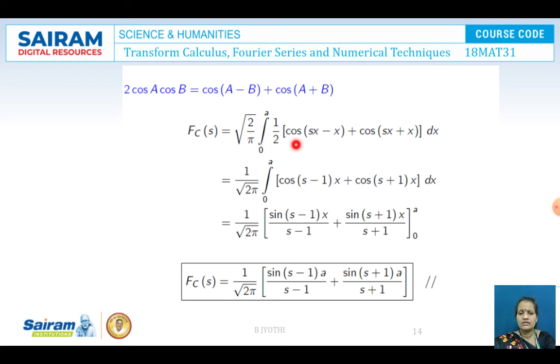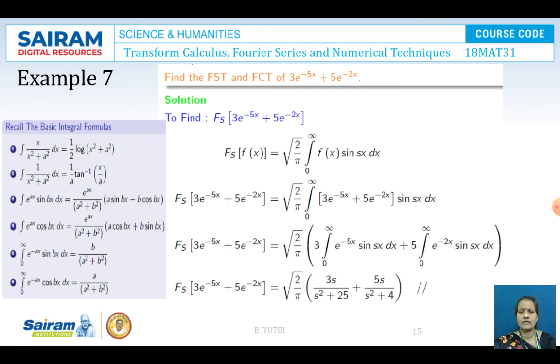Then we get cos of sx minus x plus cos of sx plus x into dx. So when I take the x outside, cos of s minus 1 of x plus cos of s plus 1 of x into dx, which on integration we get sin of s minus 1 x divided by s minus 1 plus sin of s plus 1 x divided by s plus 1. The limit is 0 to a. When I put the upper limit, we get sin of s minus 1 a divided by s minus 1 plus sin of s plus 1 a divided by s plus 1.